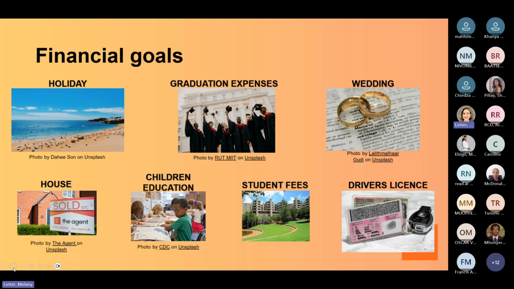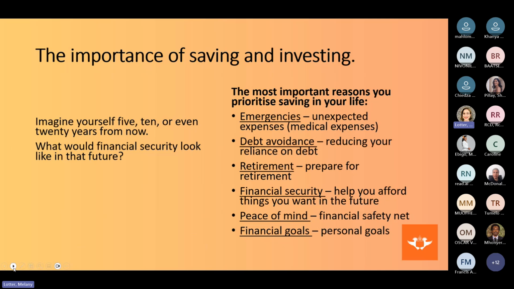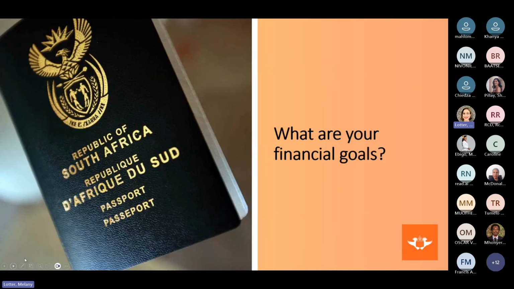So maybe now you can put down on paper, or you can put down in a chat box, what are your financial goals right now? Last year we had students that said, sorry, I'm going the wrong way. What are your financial goals right now? What do you have to save for? What is there that you would like to save for?